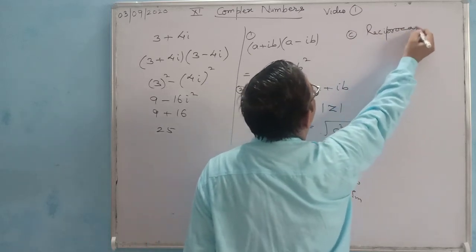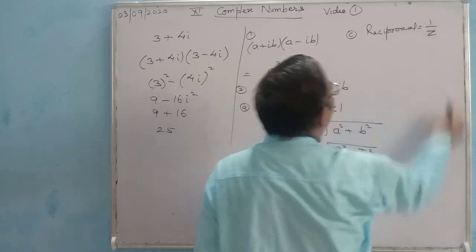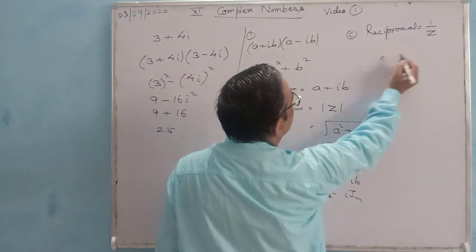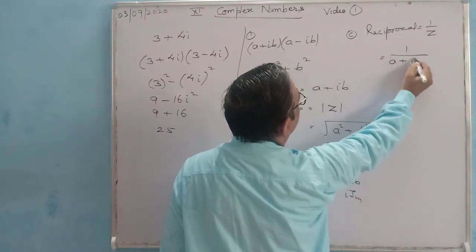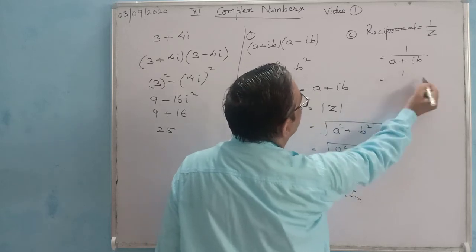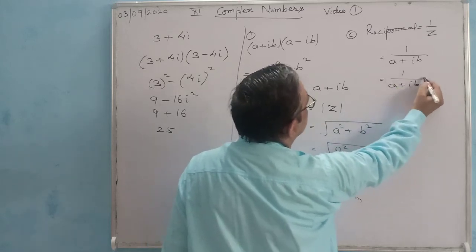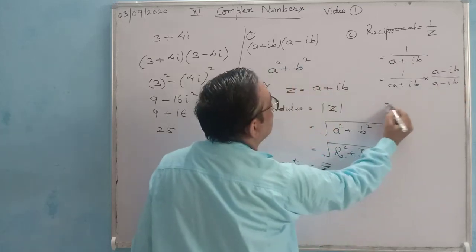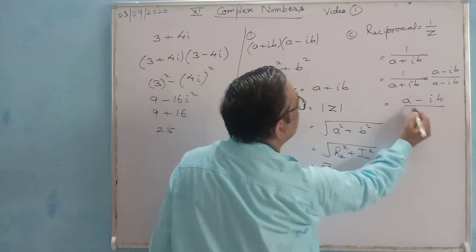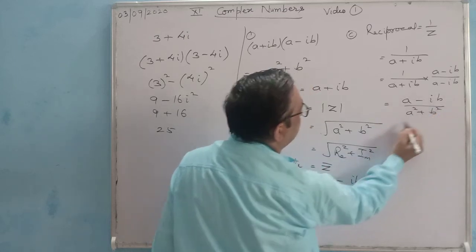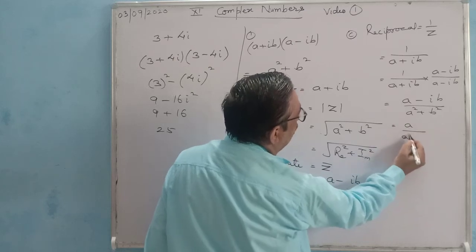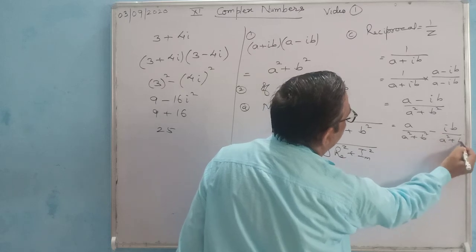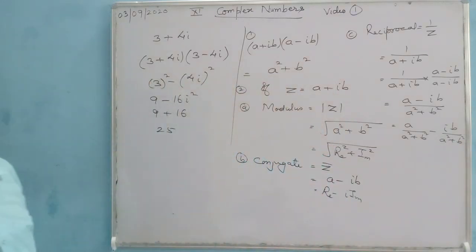The third point is reciprocal. Reciprocal of z is 1 upon z. 1 upon z means 1 upon a plus ib. Simply rationalize with a minus ib: a minus ib over a square plus b square, which is a upon a square plus b square minus i b upon a square plus b square. Is it clear?